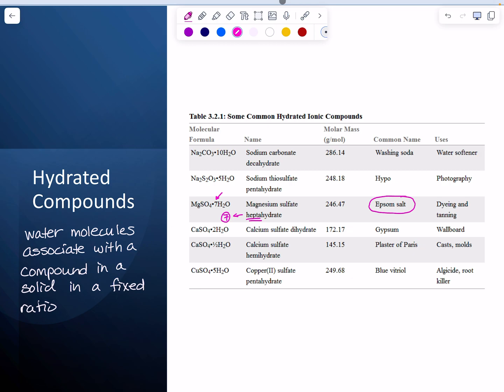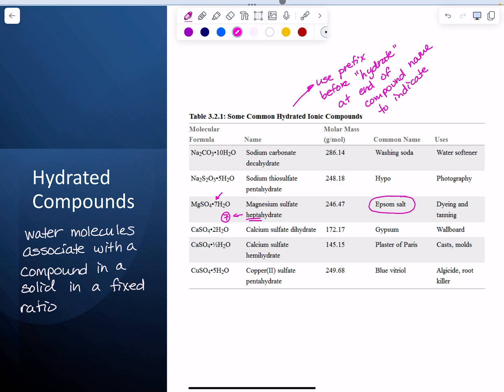So when we have hydrates, we use prefixes before the word hydrate at the end of the compound name, to indicate the number of waters. So if you've got 10, like in sodium carbonate, we use deca. If you've got 5, it's penta. If you've got 2, it's di.